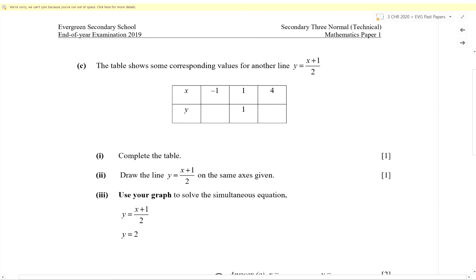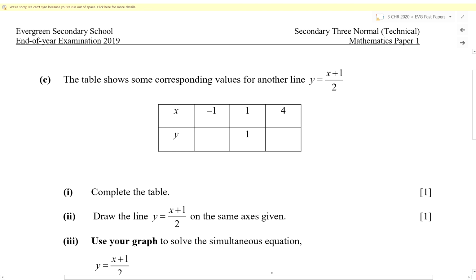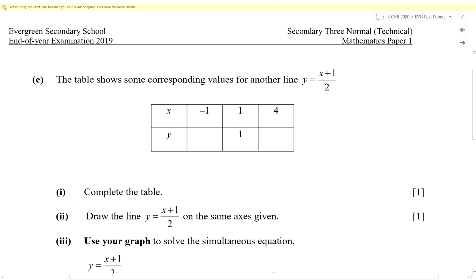Here we have another table. Find the corresponding values. I see an x, change it to a big bracket, plus 1 over 2. X has a value of negative 1. Put it inside. Negative 1 plus 1 is 0. This will be 0. Now x has a value of 4. 4 plus 1 is 5, so 5 over 2, or 2.5, same thing. So this is done.